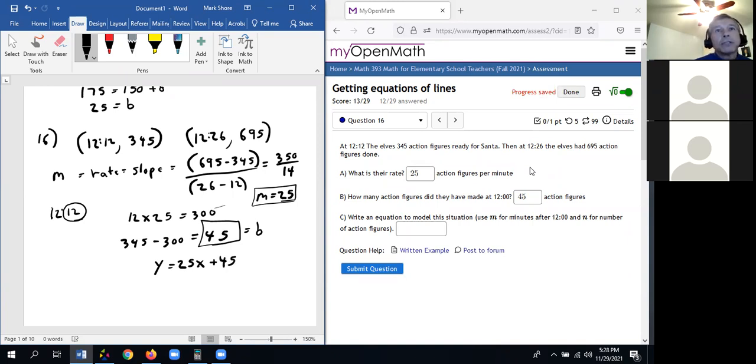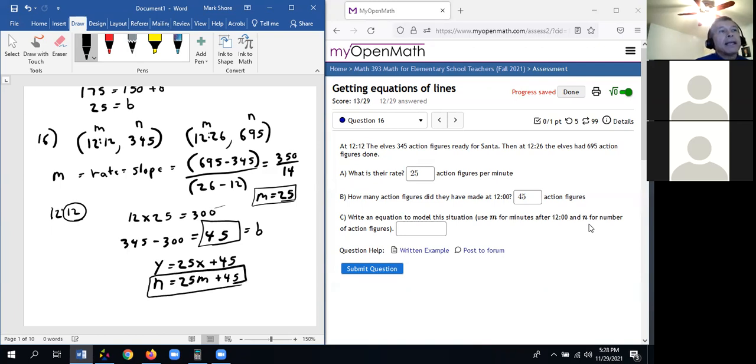Now, in terms of your variables here, it says let M be for minutes and N be for the number of action figures. Well, you can see that the number of action figures is in the Y position, and your minutes are in the X position. So that N for number of action figures goes right where the Y is. N equals 25 times the number of minutes plus 45. And that would actually be the answer to that problem.